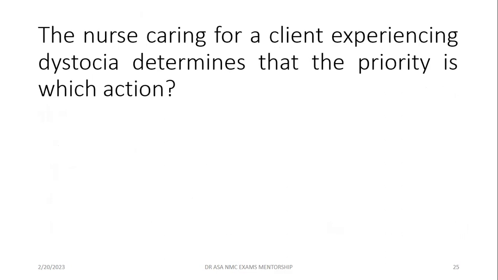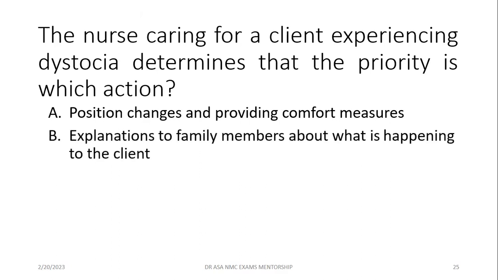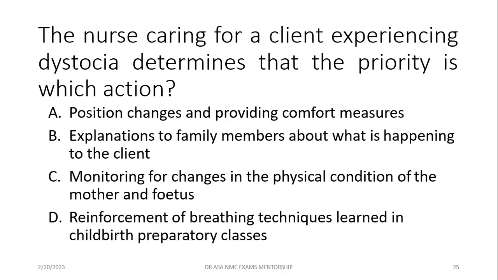I'll leave you with a last question, which says a nurse is caring for a client experiencing dystocia. The nurse determines that the priority is which action. So here again, it's about priority. Most of your questions are going to be priority actions. So be careful about that. For example, position changes and provide comfort measures. Explanation to family members about what is happening to the client, monitoring for changes in the physical condition of the mother and the baby, reinforcement of breathing techniques learned in childbirth preparation classes.